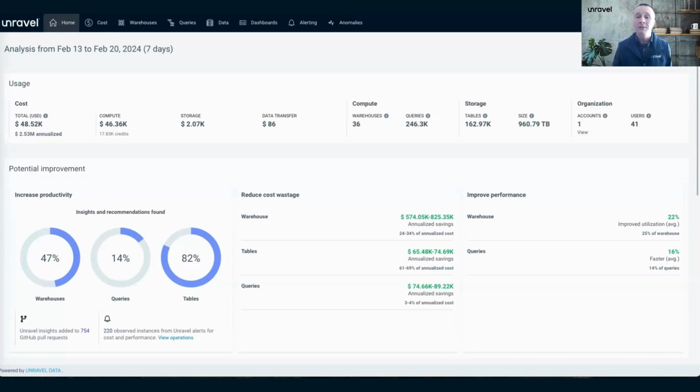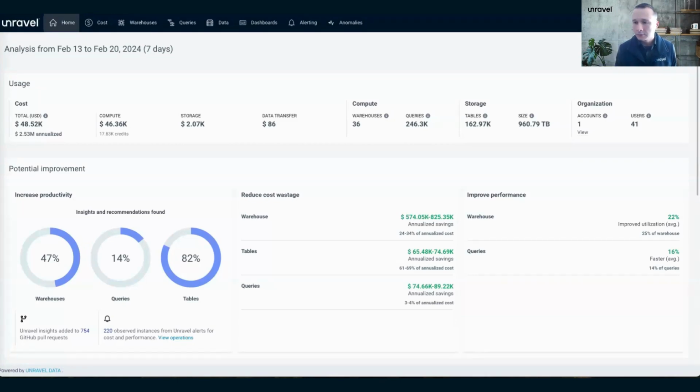make those recommendations to right size those warehouses, and then ultimately still take advantage of some of the native Snowflake features like auto scaling. So there's a bit of a learning curve that Unravel needs to go through first, and then from there, really just taking those recommendations and applying them as the next step.